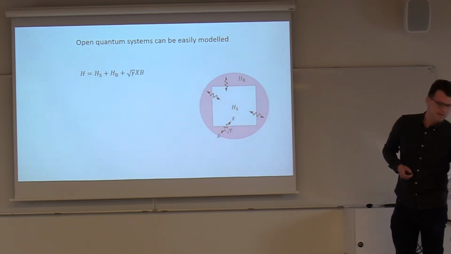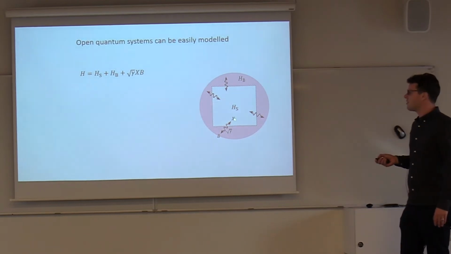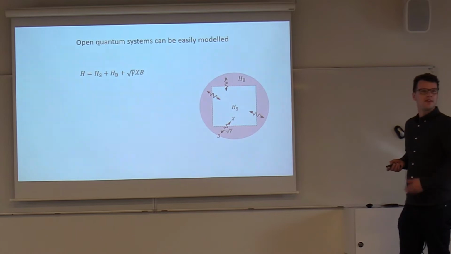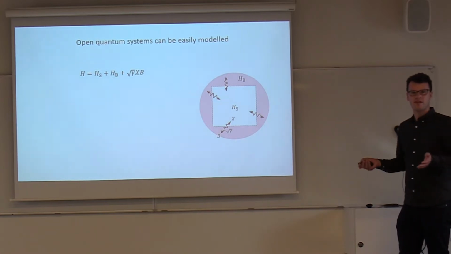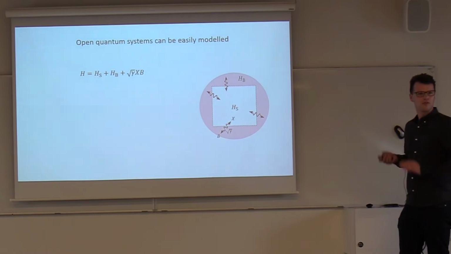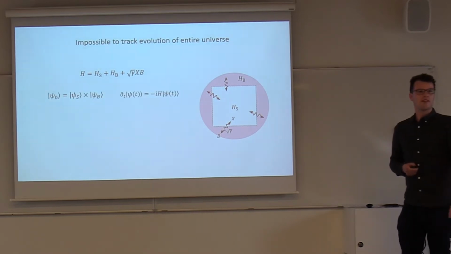Just to make our life easy, let's suppose that the system-environment coupling is just one operator in the system coupled to one operator in the bath, in the environment, through some dimensionless coupling strength, which we call gamma. The method that I present works for arbitrary system-bath coupling. This is just to make the discussion simple. So how would we solve this problem?